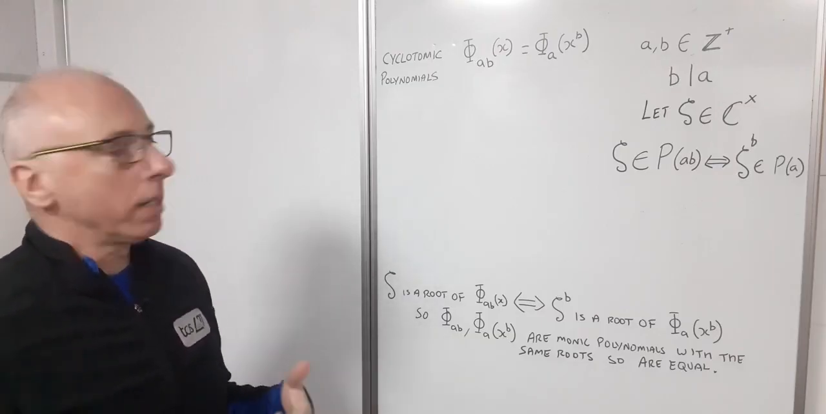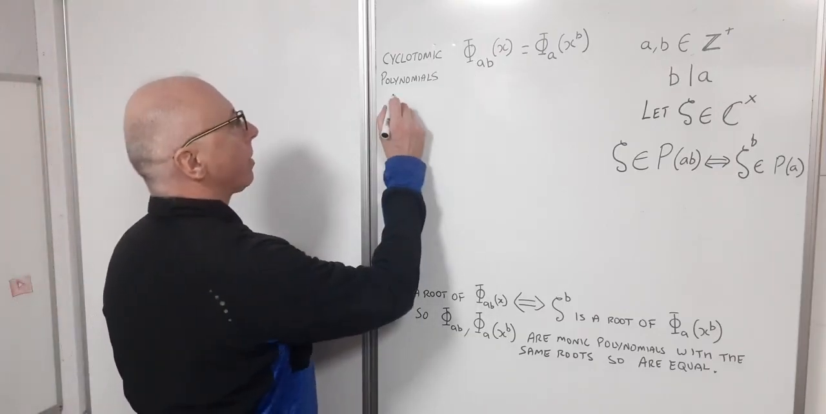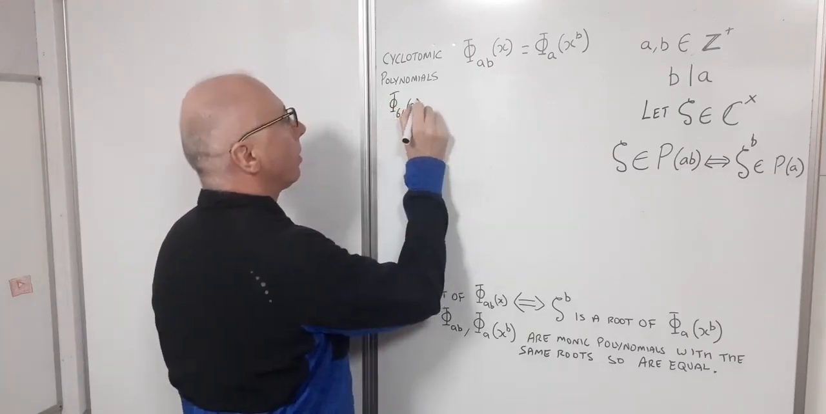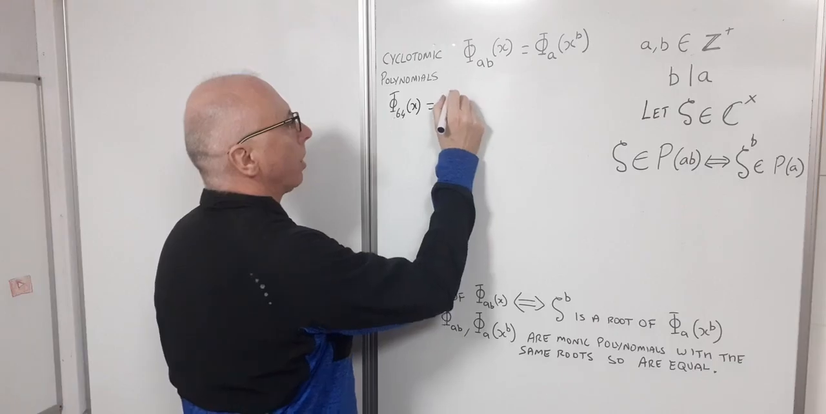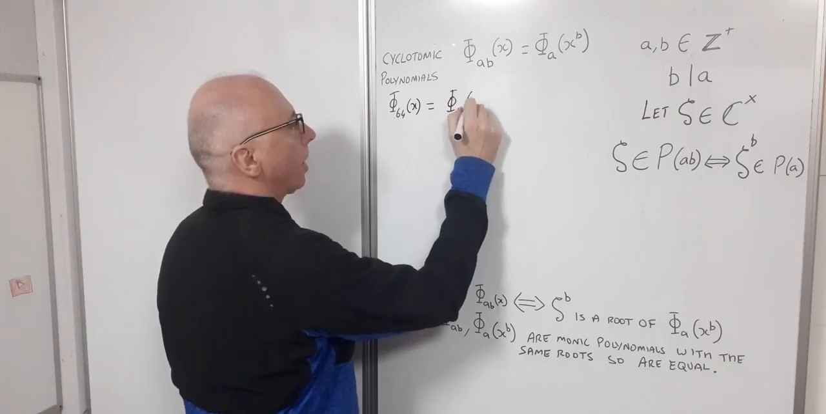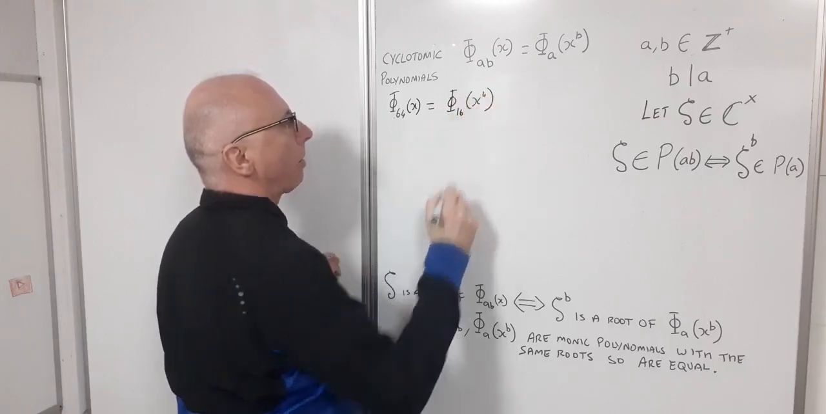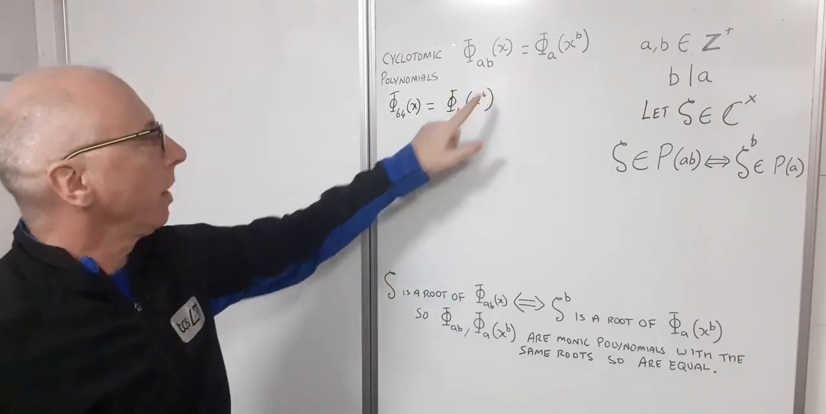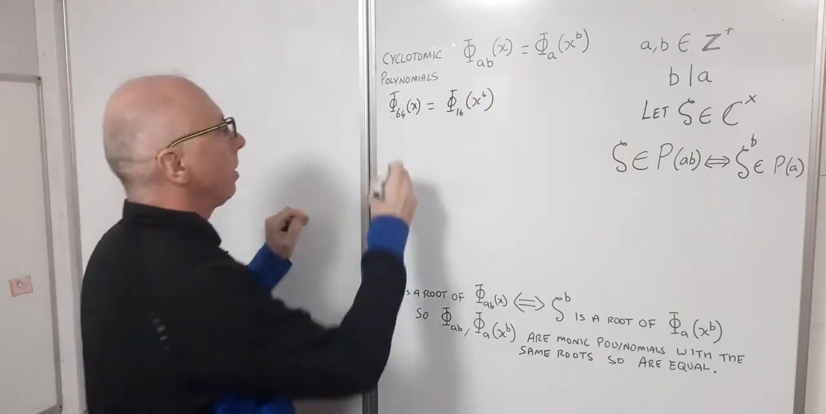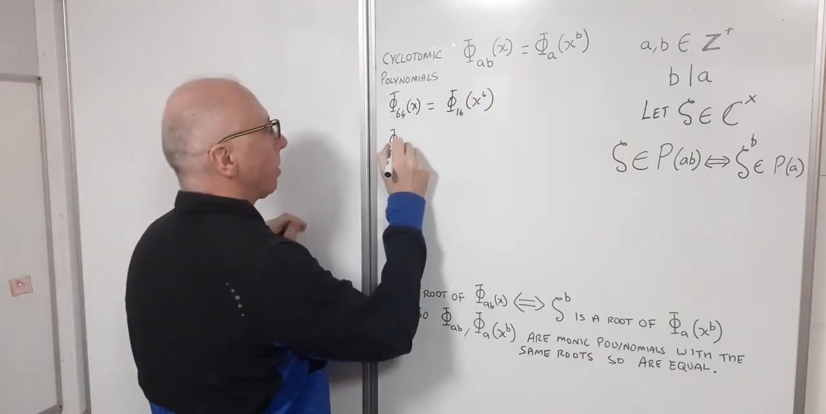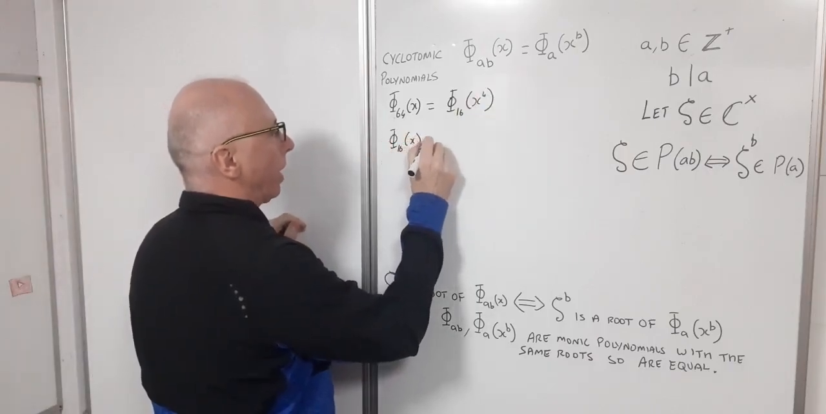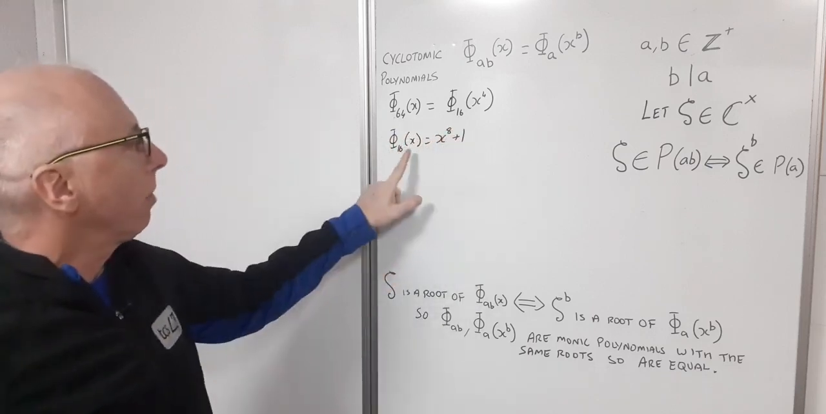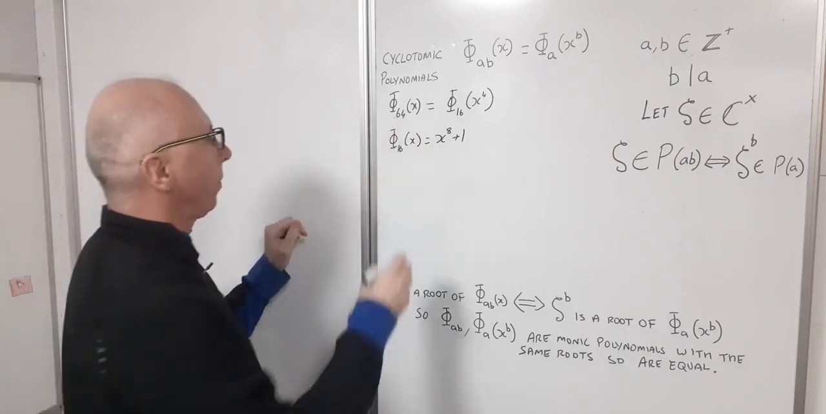Now what we can do is, if we want to find out, let's say psi of 64, that would then equal psi of 16, x to the power of 4. So that's by using this identity here. Now psi of 16, what that would give us is x to the 8 plus 1. So now what we want to do is to calculate psi of 64.